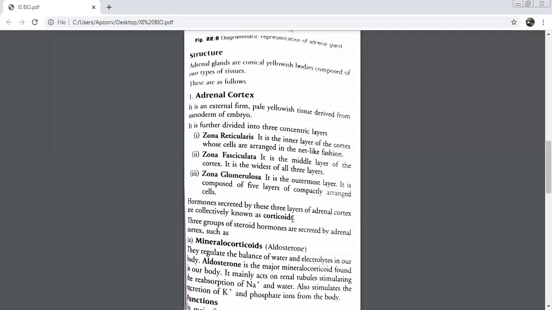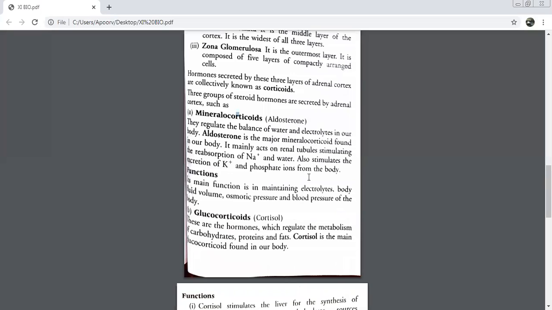The outermost layer is called zona glomerulosa. And the hormones which are produced by all the 3 layers together, that means the hormones produced by the adrenal cortex, are called corticoids. So we are going to talk about corticoids now. The first most important one I'm talking about is mineralocorticoids. What is the first kind of corticoid we are taking up? Mineralocorticoid or aldosterone.